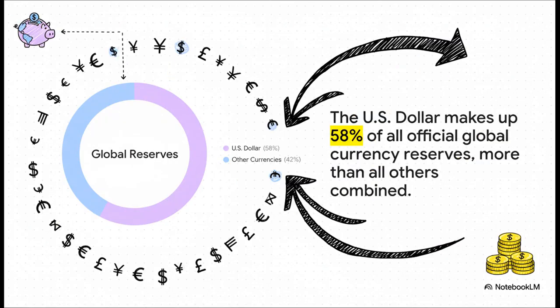See, central banks all over the world, the big institutions that manage their country's economies, they hold their savings in foreign currencies. And look at this. The dollar makes up a massive 58% of all of those reserves. That's more than every other currency combined.